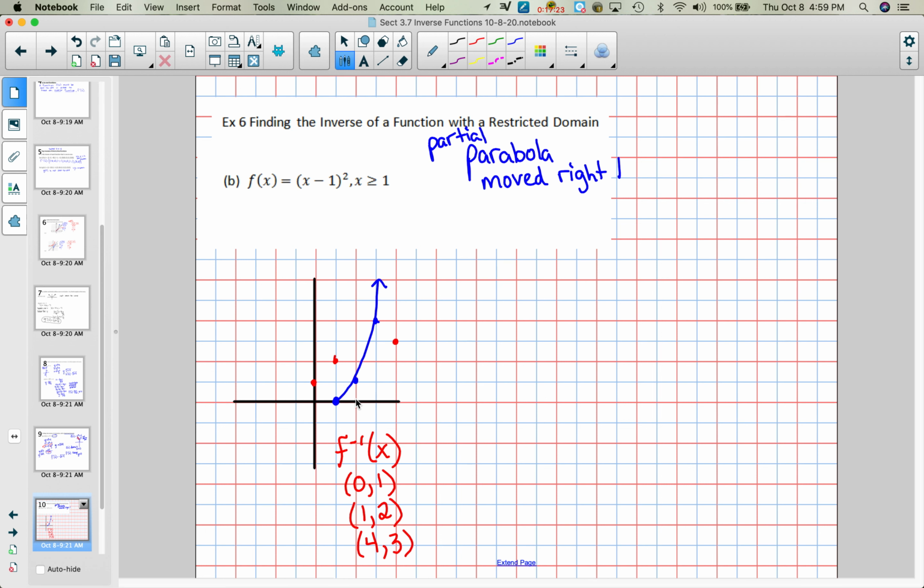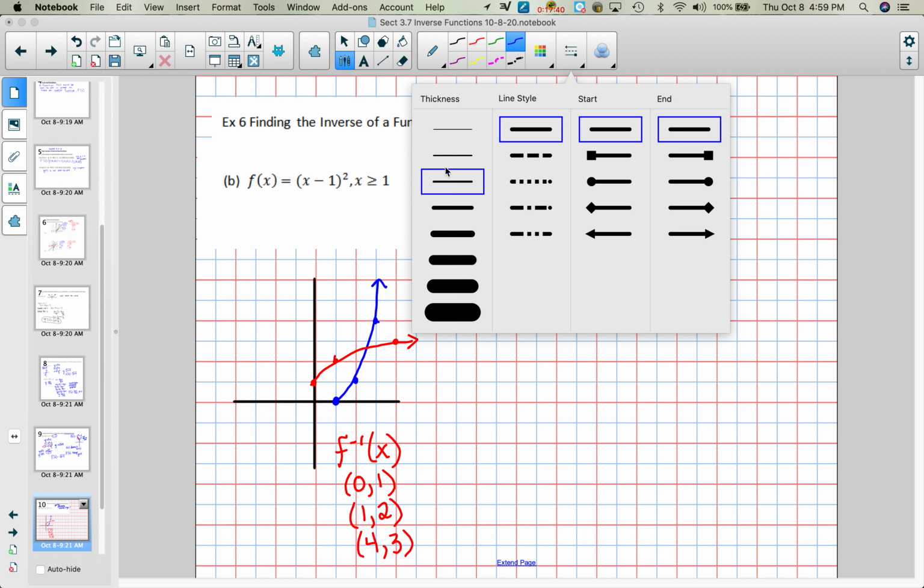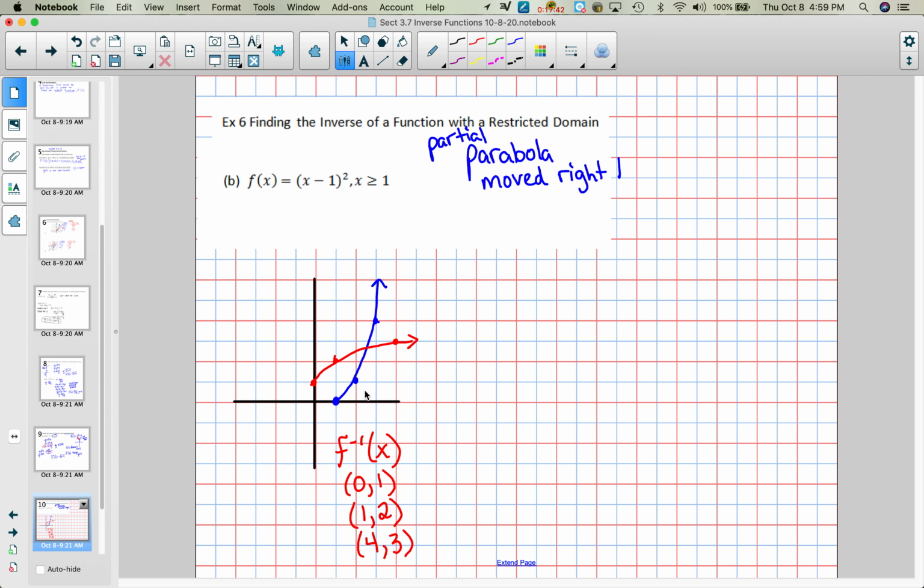And remember the symmetry to the line y equals x. So you can kind of see that. And then I'm going to get something that looks like this. And you can see clearly that that's a one-to-one function. It would pass the vertical line test and the horizontal line test. So let's take a look at what the function would be.